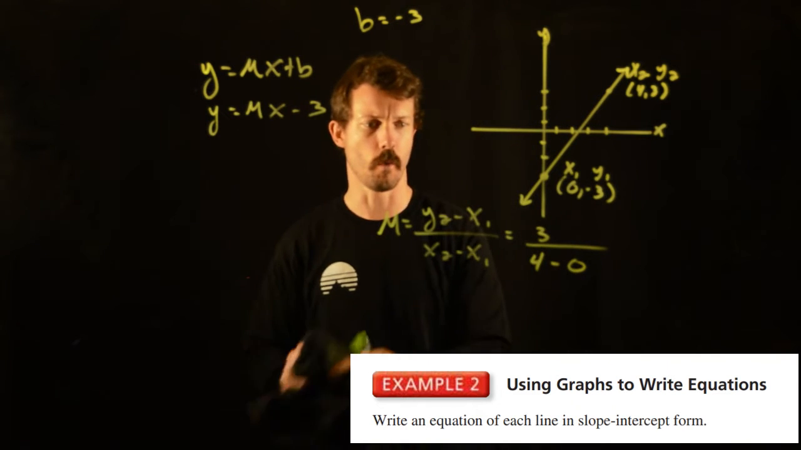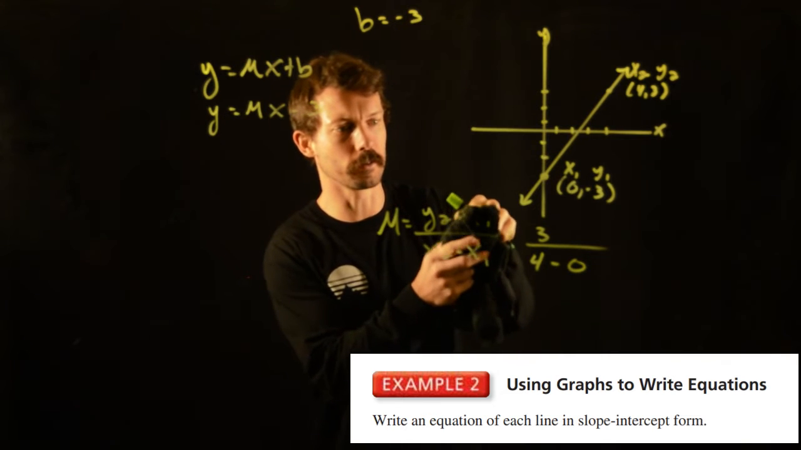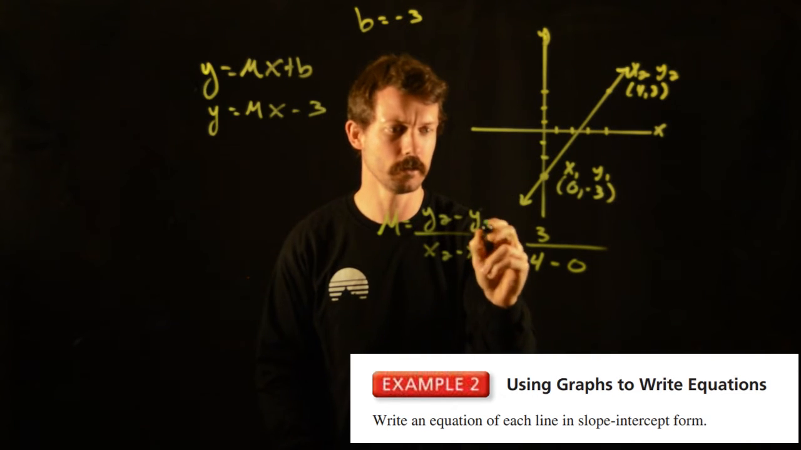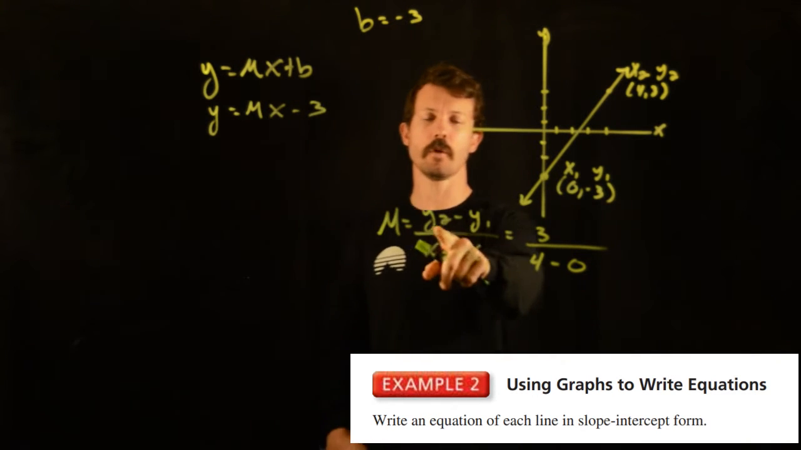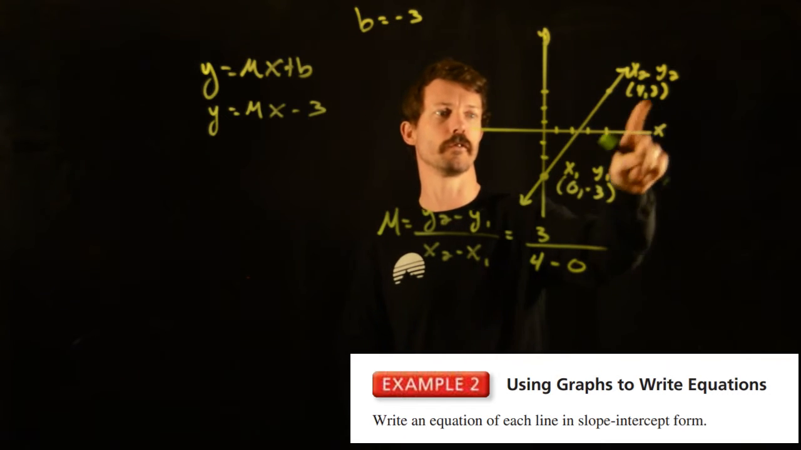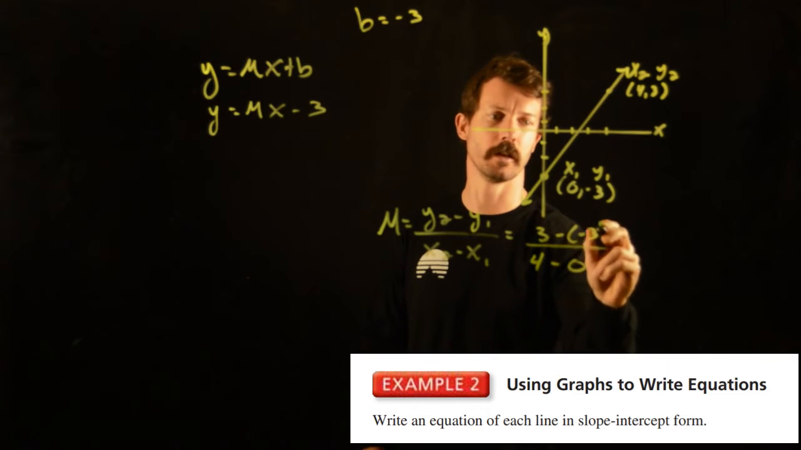This should have been y sub 1. So hopefully you guys caught that. And you're like, Mr. Dashlow, you're yelling at your screen. y sub 2 minus y sub 1, so it would be 3 minus -3.